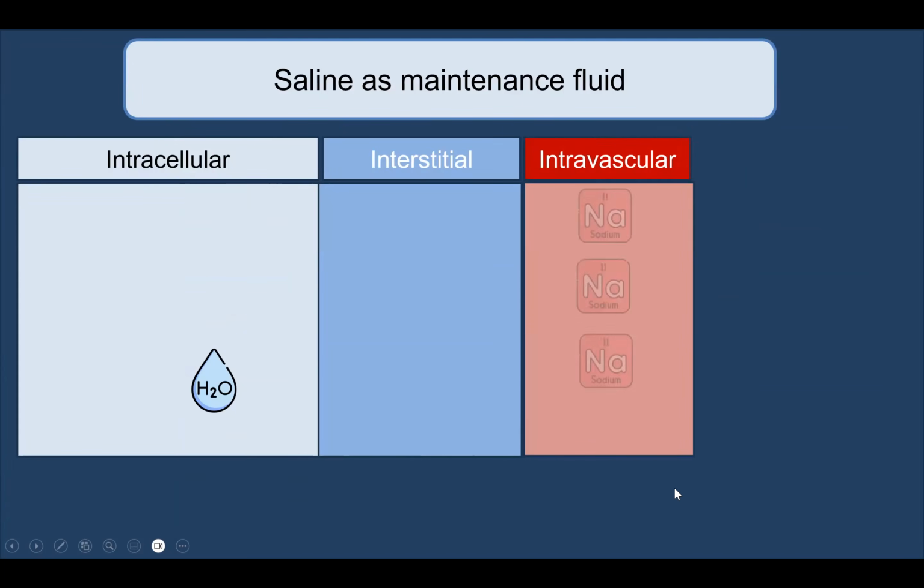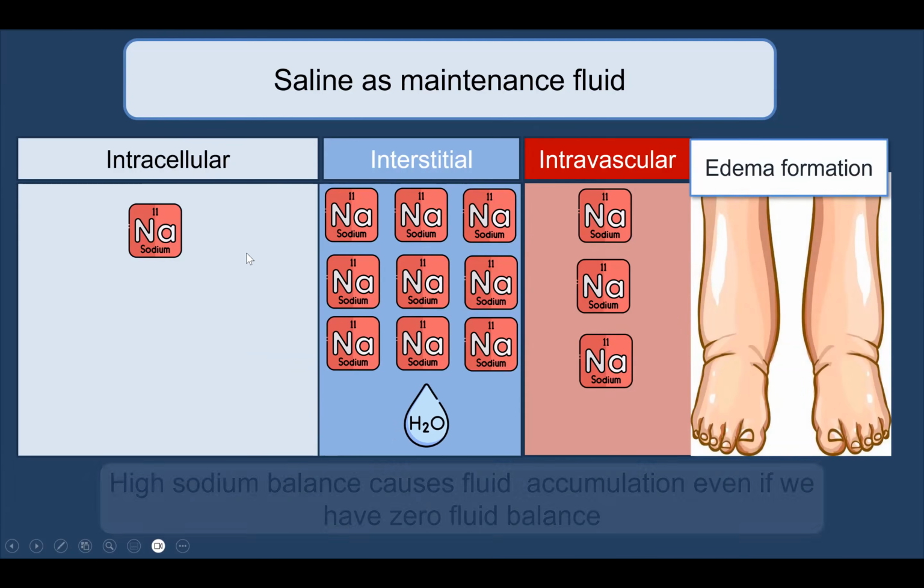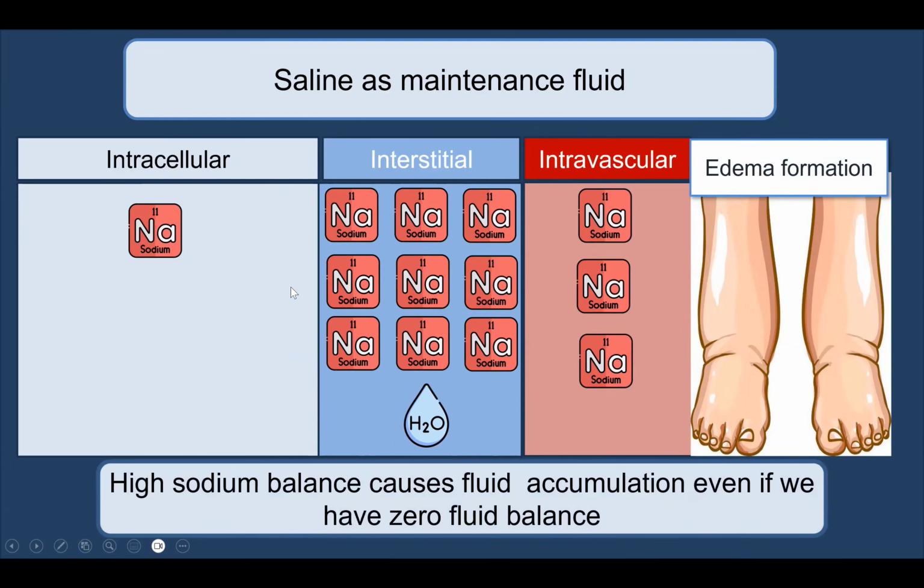The problem with a positive sodium balance is that sodium accumulates in the interstitial space, and this causes accumulation of fluid in the interstitial space and causes edema formation. So a high sodium balance causes fluid accumulation even when we have zero fluid balance.